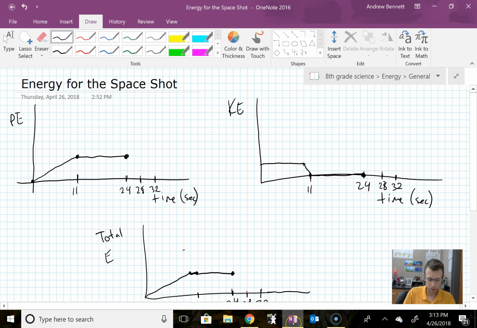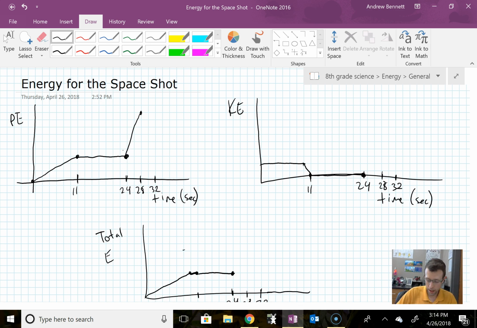Back to the graphs, potential energy goes with height. Well, they were down low and they got way, way up high. So potential energy is going to go way, way up high too. Potential energy has a big increase from 24 to 28 seconds. Kinetic energy is a little more complicated.